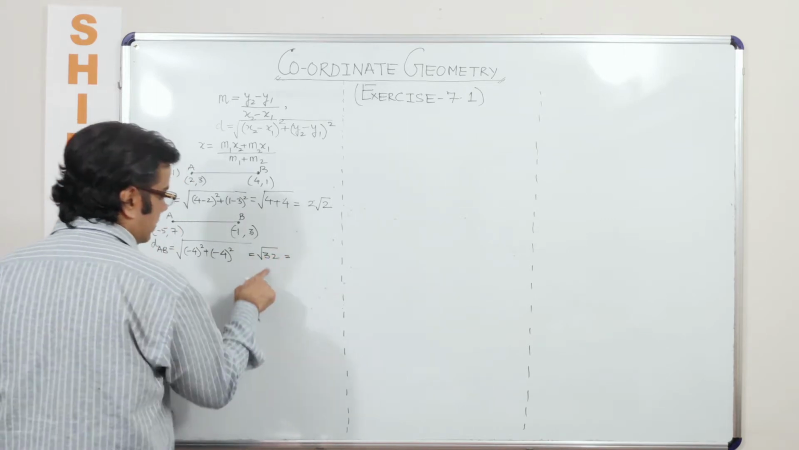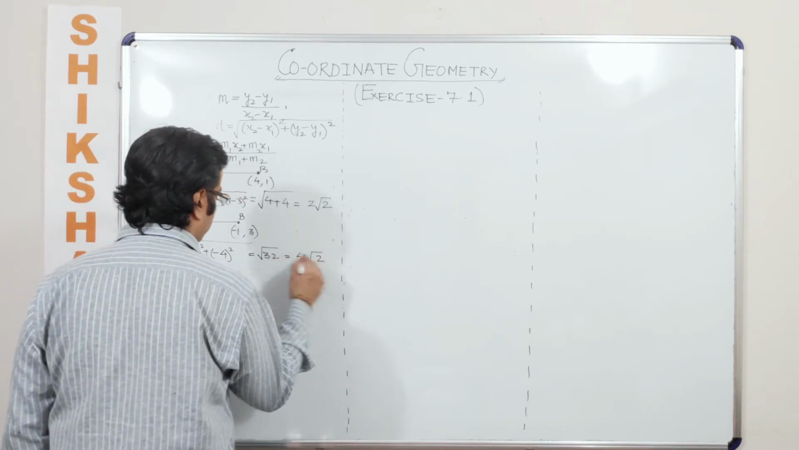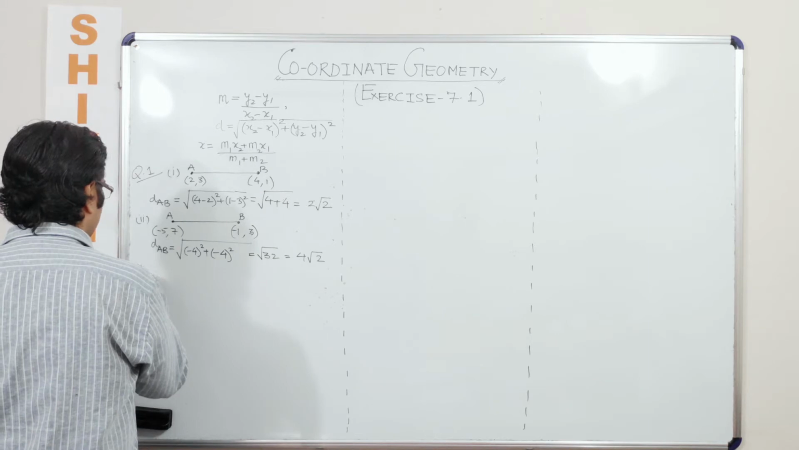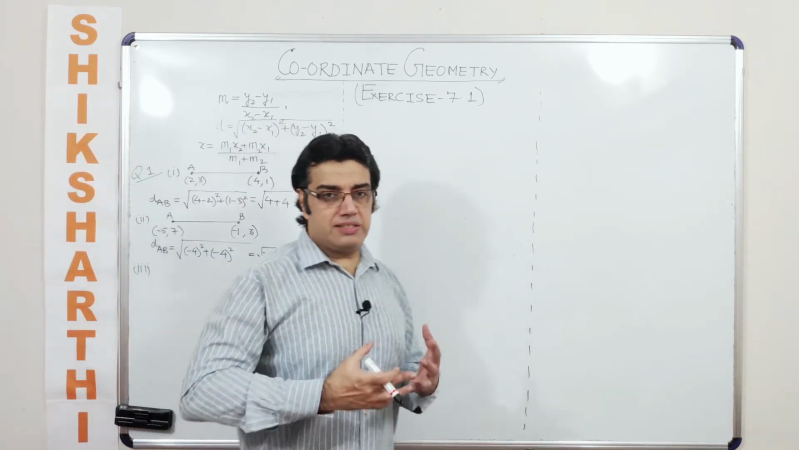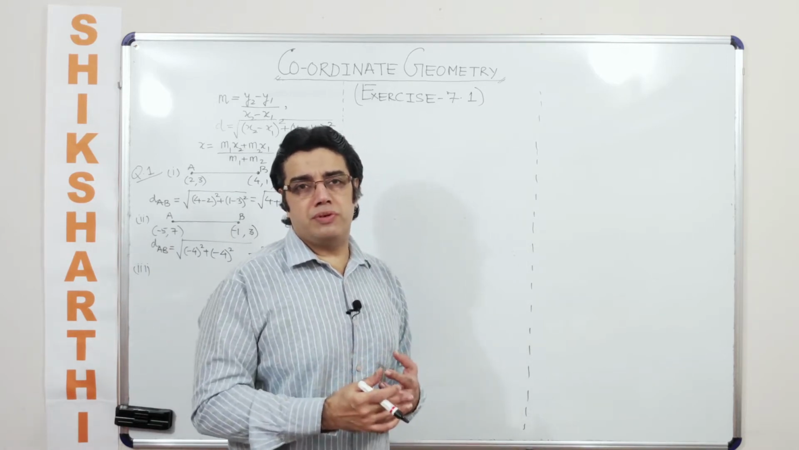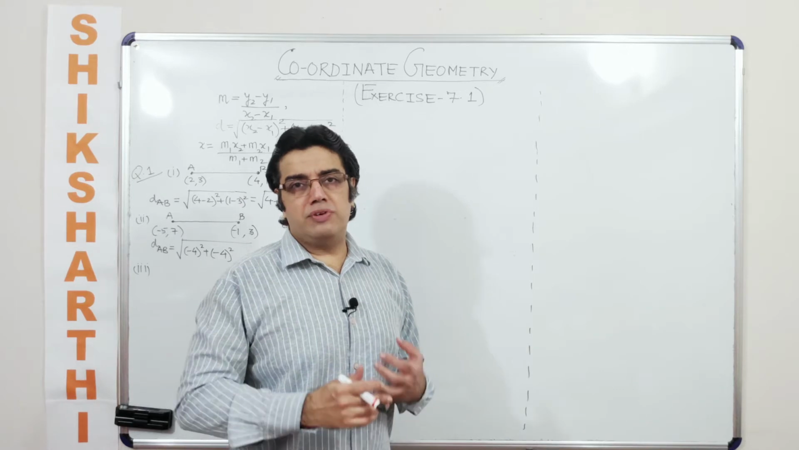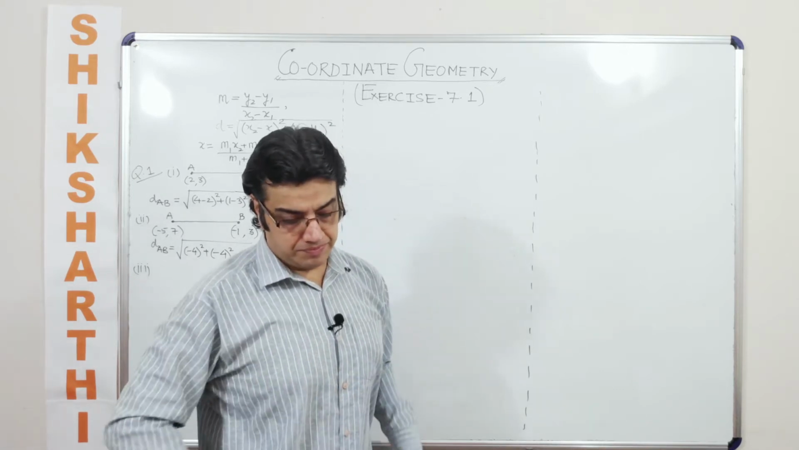And root 32, I know, is 16 into 2. Now the square root of 16 is 4, so it is 4 root 2. Remember, the distance can never be negative. The measure of a distance, where you are measuring something, cannot be negative.